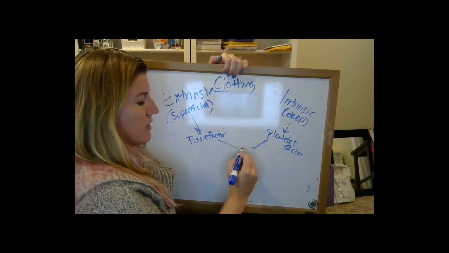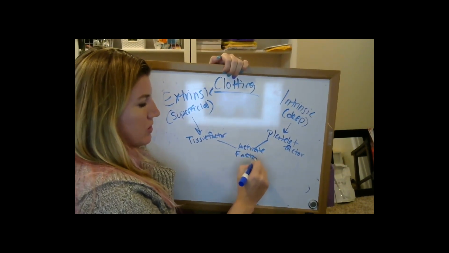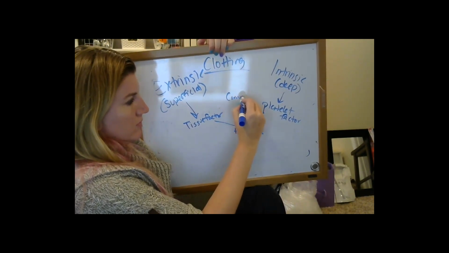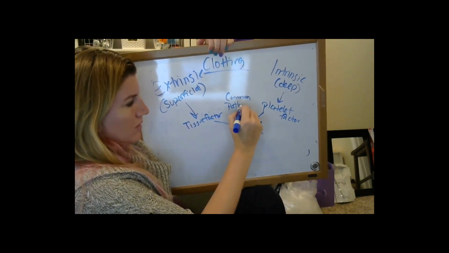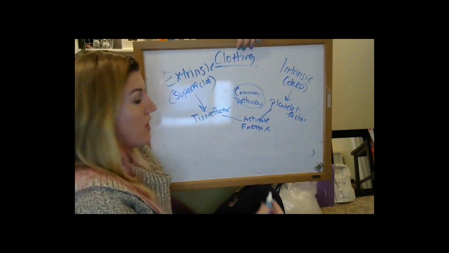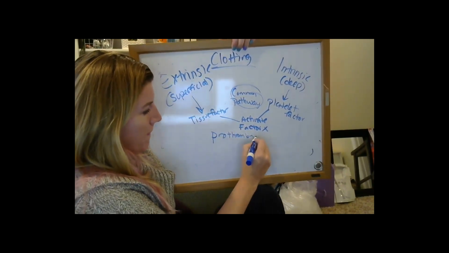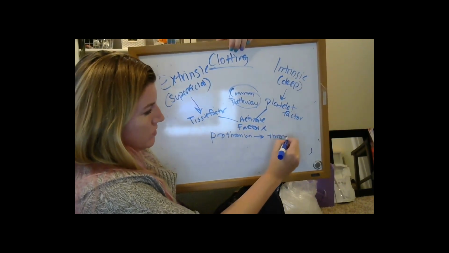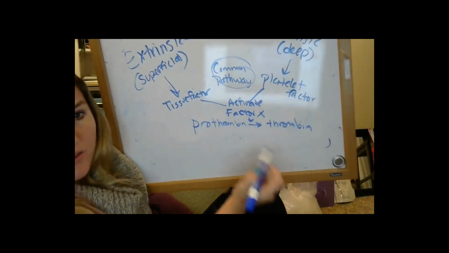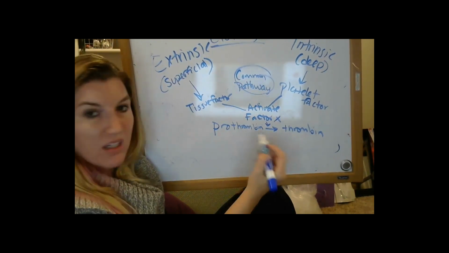Both of them come together to activate factor X. This is called the common pathway. The common pathway begins with the activation of factor X. Factor X converts prothrombin to thrombin. I'm drawing the arrow. That's what factor X does. It's acting like a catalyst, right?